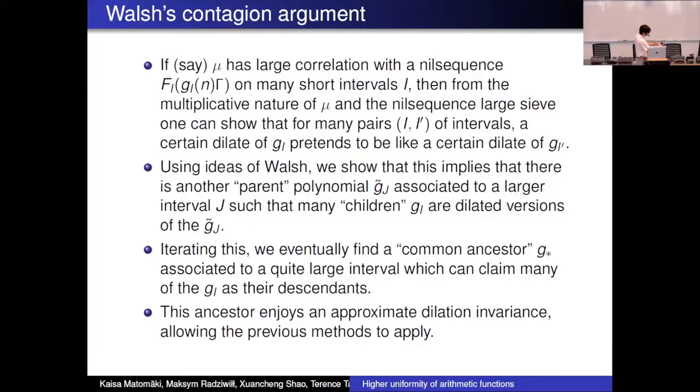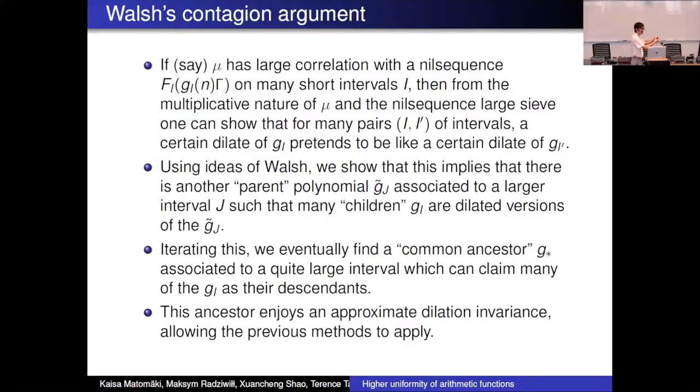So if you have two short intervals which can be dilated to the same larger interval, like one interval that you dilate by k1 and another that you dilate by k2, and they collide, you can use the multiplicative properties of Mobius, and this nil sequence large sieve that I mentioned previously, to start relating them. The nil sequence that Mobius correlates with on one short interval has to somehow be related to the nil sequence that Mobius correlates with on the other interval. If you dilate both of them, they must somehow pretend to be like each other. So they have some genetic similarity in some sense. They don't directly pretend to be like each other, but a certain dilate of one pretends to be like a dilate of the other.